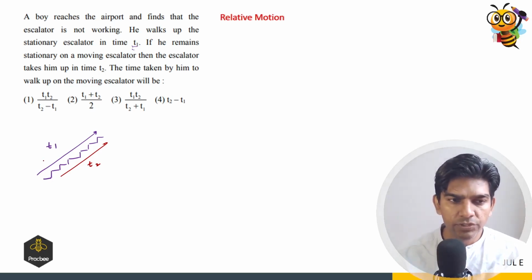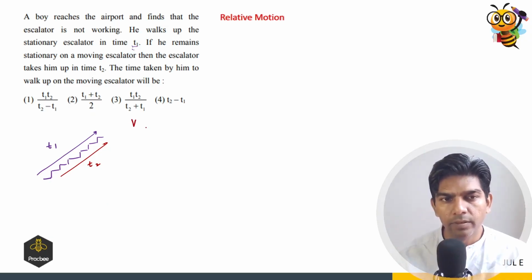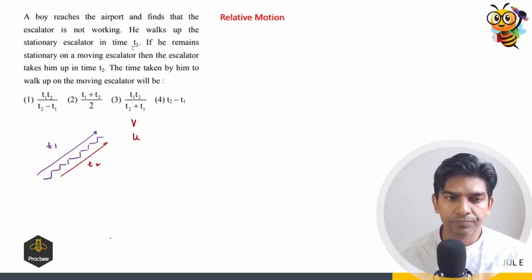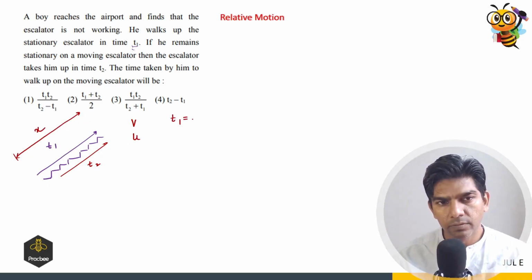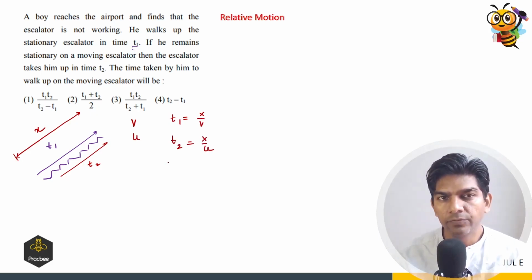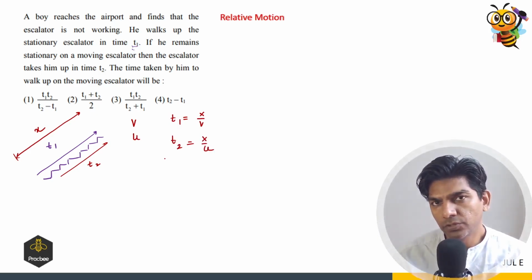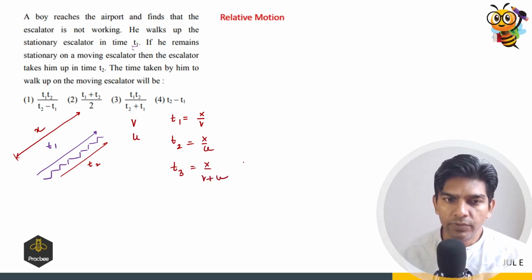So let us say the velocity of the boy on a still escalator is v, and the velocity of the escalator is u, and the distance which the boy is covering is x. So t1 will be distance upon speed, and t2 will be distance upon speed. And if both are moving, then the velocity of the boy will be u plus v. So t3 will be distance upon speed. Now from these three equations we have to find t3.